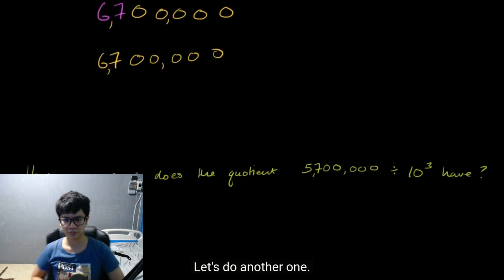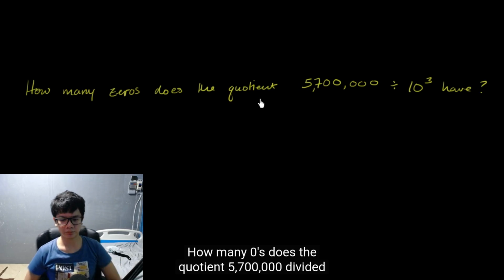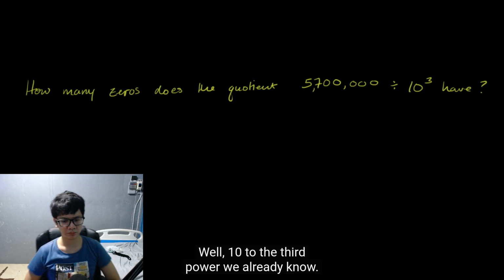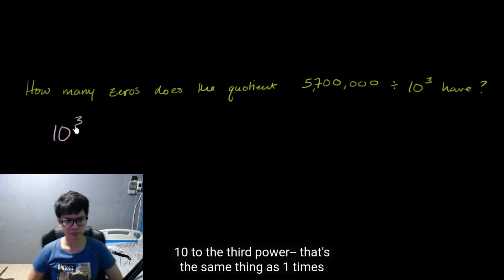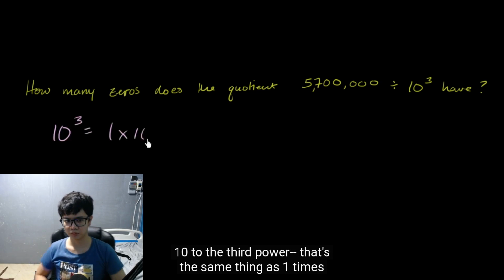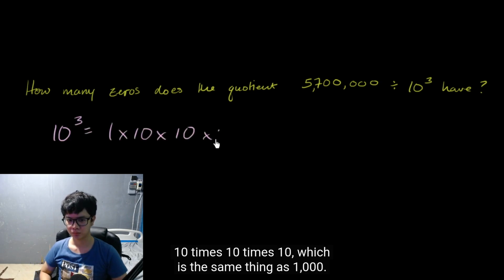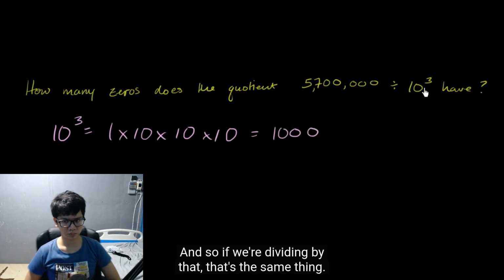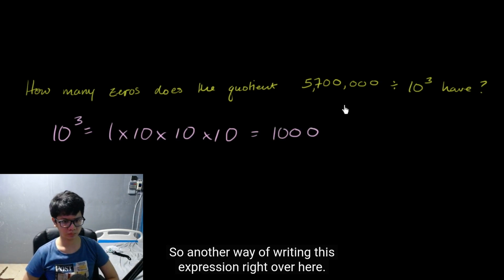Let's do another one. How many zeros does the quotient 5,700,000 divided by 10 to the third power have? Well, 10 to the third power, we already know, that's the same thing as 1 times 10 times 10 times 10, which is the same thing as 1,000. And so if we're dividing by that, that's the same thing. So another way of writing this expression right over here.